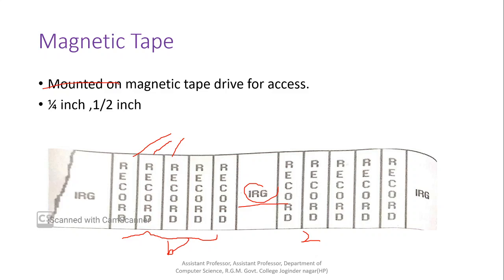So tapes are categorized based on their width. The main ones available are 1/4 inch tape and 1/2 inch or half inch tape. The storage capacity of these tapes varies greatly. A 10 inch diameter reel of tape, which is 2400 feet long, can store up to 180 million characters.